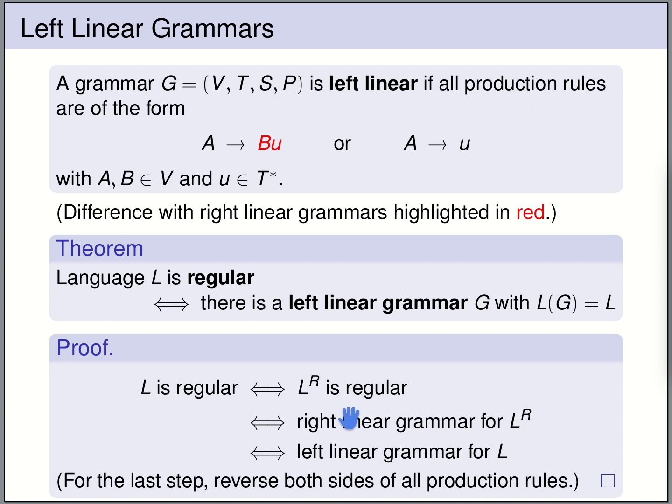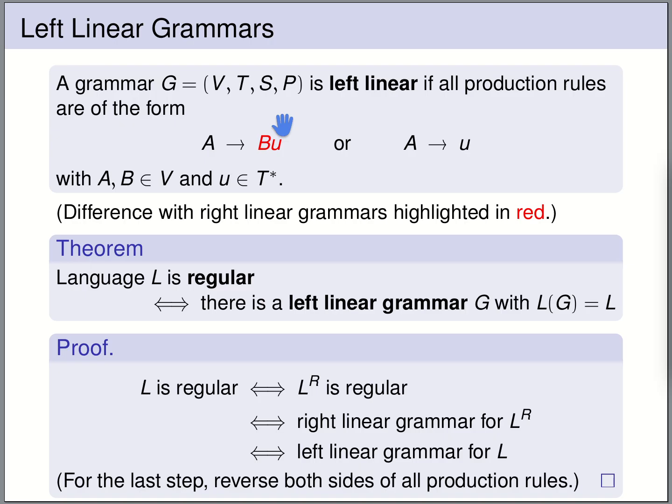And now if we have a right linear grammar for the reverse language, then we reverse the production rules. That does not mean we swap the left and the right. What I mean by reverse the production rules is that we reverse the left-hand side and we reverse the right-hand side of the production rule. Now, the left-hand side is a single variable. If you reverse this, nothing changes. But if we reverse the right-hand side, then the variable that is here on the left will get to the right of the right-hand side. So by reversing the right-hand side of all production rules, we turn a right linear grammar into a left linear grammar.